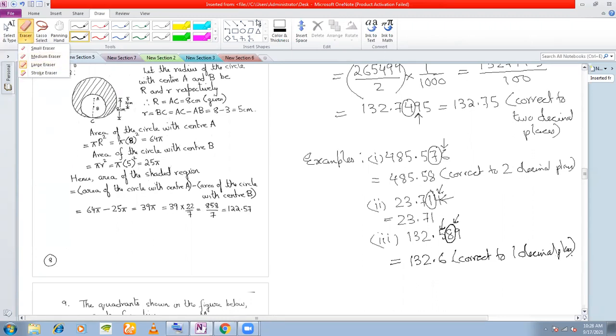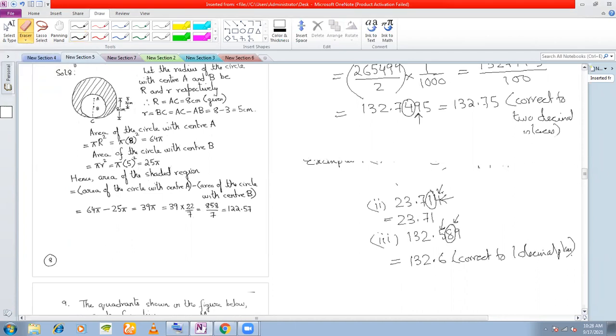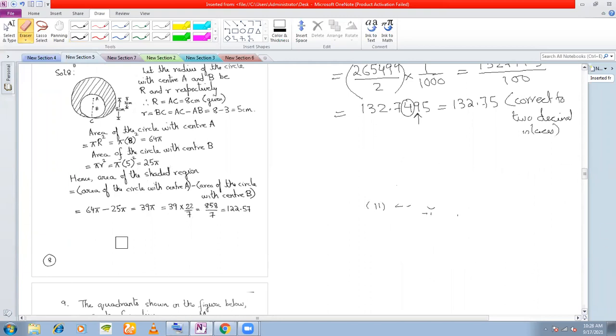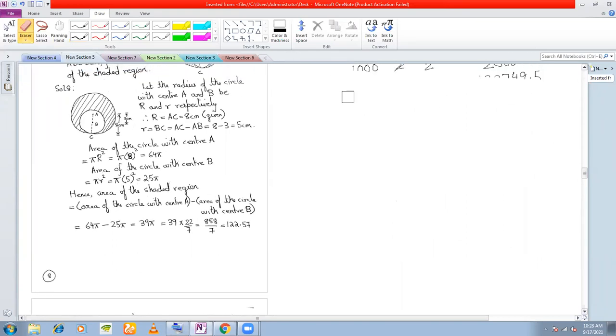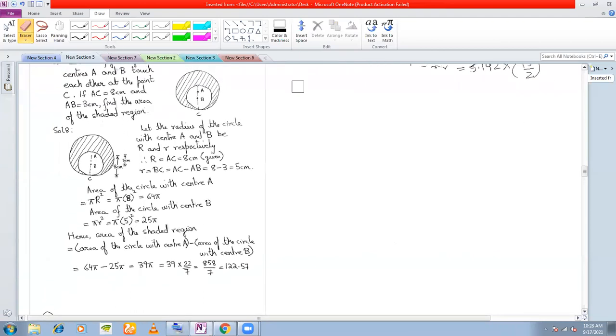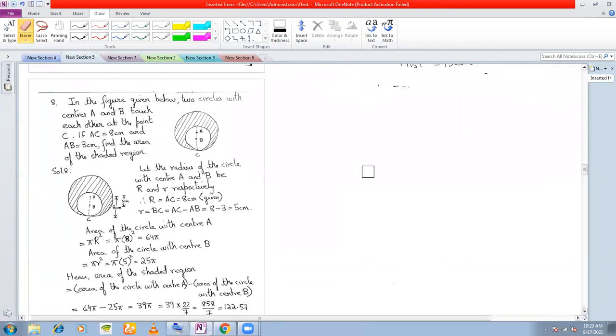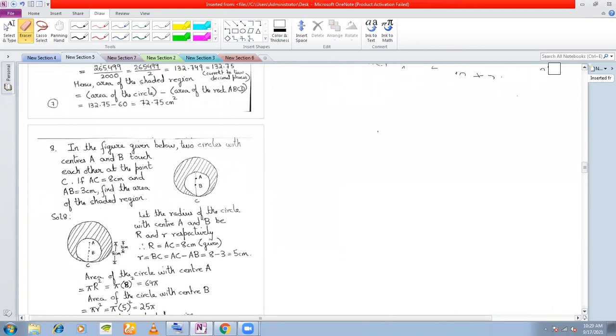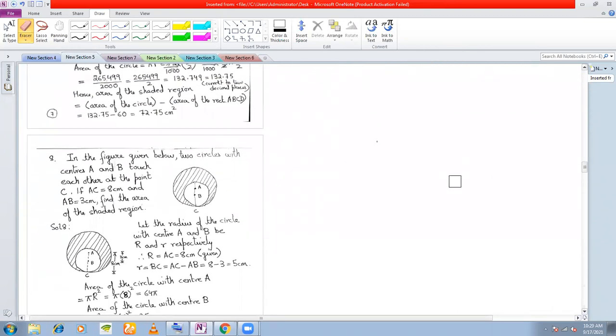Sir, what will be the answer if we calculate 0 to the power 0? 0 to the power 0 is an indeterminate form. In mathematics, that form is not defined. They are called indeterminate forms. 0 to the power of 0, infinity to the power of infinity, 1 to the power of infinity, infinity to the power of 0, 0 to the power of infinity. All these are indeterminate forms. 0 by 0 is an indeterminate form. Any real number divided by 0 is an indeterminate form.